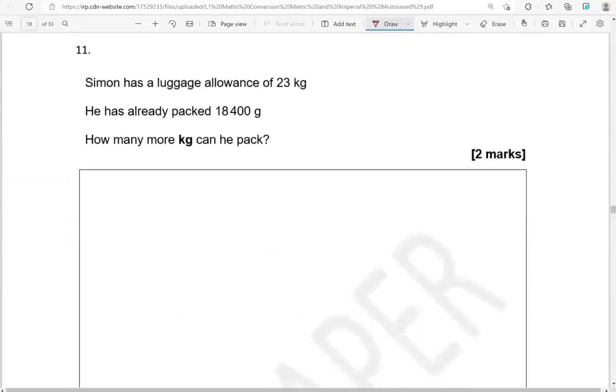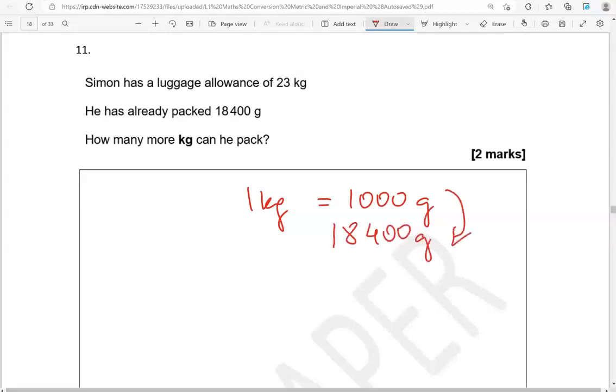Simon has a luggage allowance of 23 kilograms. He has already packed 18,400 grams. How many more kilograms can you pack? So in 1 kilogram, there are 1,000 grams. What about 18,400 grams? How many kilograms is that equal to?